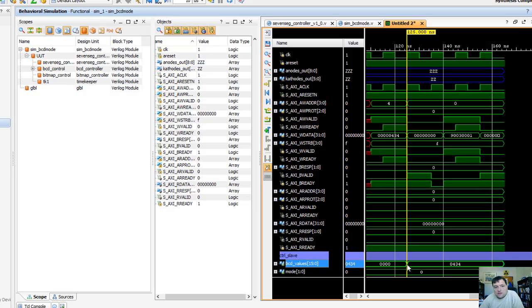They're working. At the time that the write finished, the mode BCD values appropriately changed, and that means that we wrote correctly to slave reg 1. The mode changed to 1, which is correct. That means we wrote correctly to slave reg 0. So all of that was good. So the fact that these things up here, these anodes out, are still all Z's, tells me that the problem is actually above this module. It's above this layer.